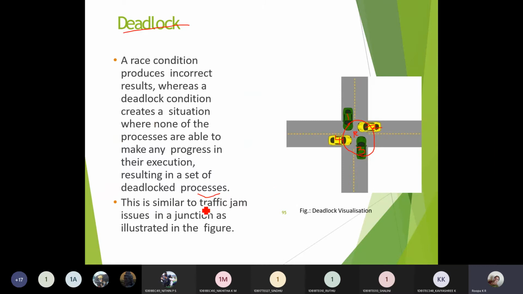So it is similar to a traffic jam in a junction of four roads as illustrated in the figure.